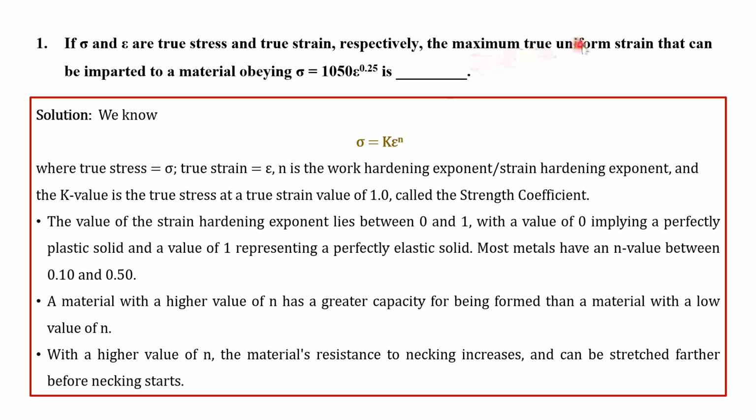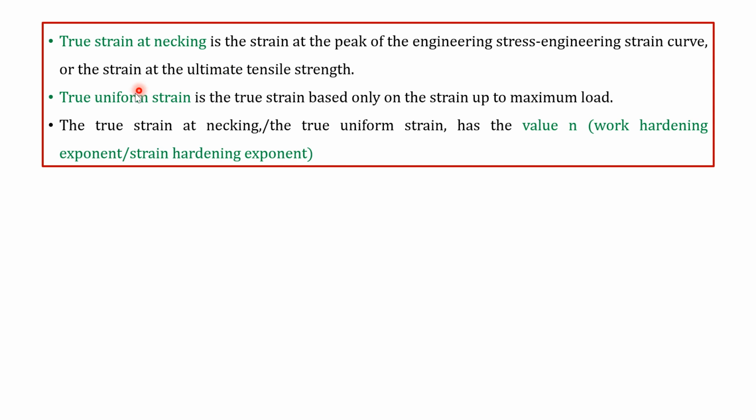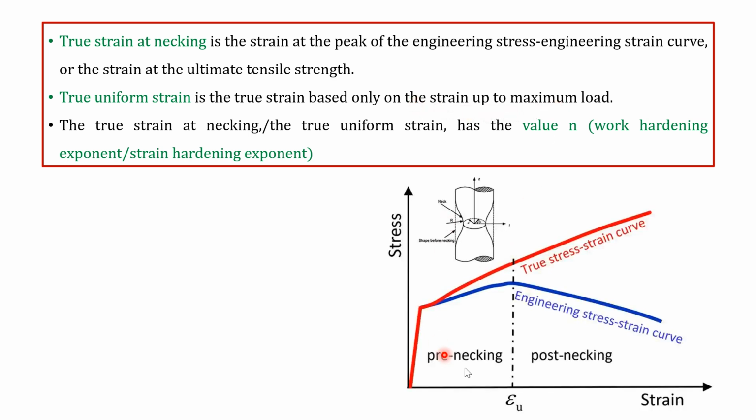Now we need to find out the maximum uniform strain. So what is the maximum uniform strain? The maximum uniform strain is the true strain up to the maximum load. So this is our normal stress strain curve, right? This blue one is the engineering stress strain curve, and the red one is the true stress strain curve. If you know the engineering stress strain curve, this point will be the yield point, this will be the ultimate tensile stress, and finally this will be the fracture point.